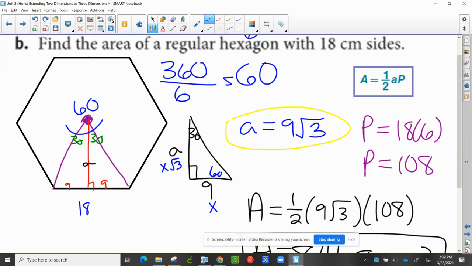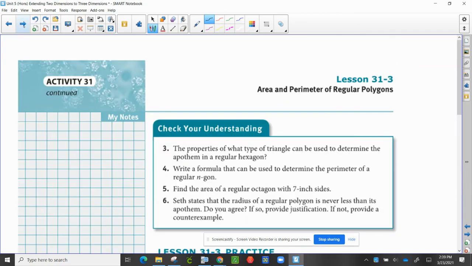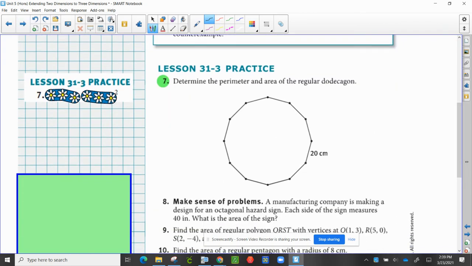Okay. So I'm actually going to have you guys try one of these on your own. So it's on the lesson practice number 7. So we have a dodecagon. Okay, so count how many sides you have. It's giving you one side length of 20. So what I would do is we have our central, okay, here, our little triangle.